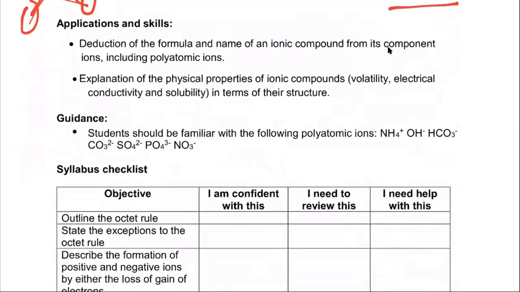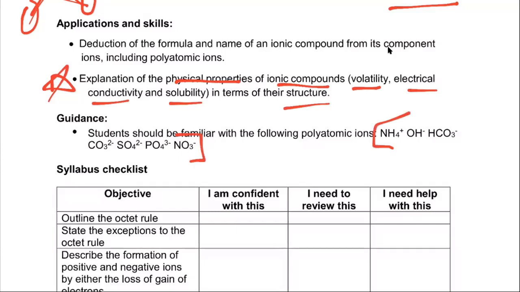What we're going to focus more on is this second bullet here. You have to know the physical properties of ionic compounds, specifically volatility, electrical conductivity, and solubility, those three, in terms of how their structures are arranged and what that means for them. And then here it tells you these are the polyatomic ions you should be really familiar with. There are a lot more of them than this, but these 7 are going to pop up commonly in questions. So you should be familiar with the formulas and names of these polyatomic ions so that you know what they are when they pop up in questions.